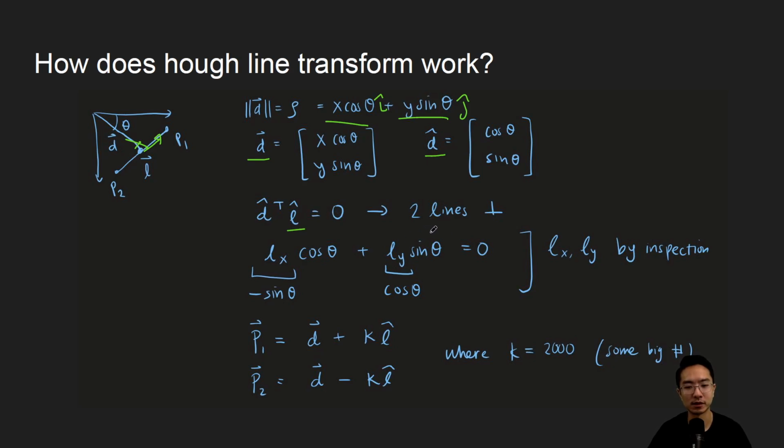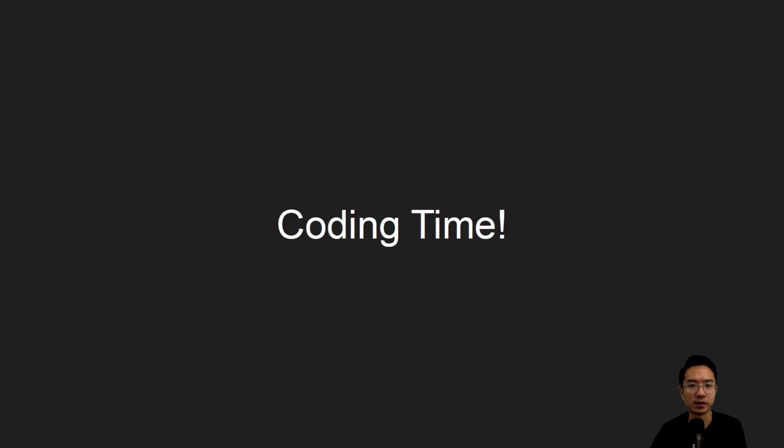If two lines are perpendicular, then the dot product is zero, so you'll use that property. If you expand this out, you get Lx cosine theta plus Ly sine theta. By inspection, the dot product will be zero when Lx equals negative sine theta and Ly equals cosine theta. That is our direction vector, so we know L hat is equal to these values. Knowing L hat, we can calculate one point as D plus a scalar K times L hat, and the other point as D minus K times L hat. For K, you just choose some arbitrarily big number so that it can span the image. Okay, without further ado, let's jump into the coding example.